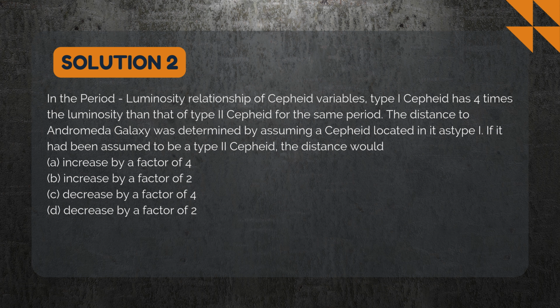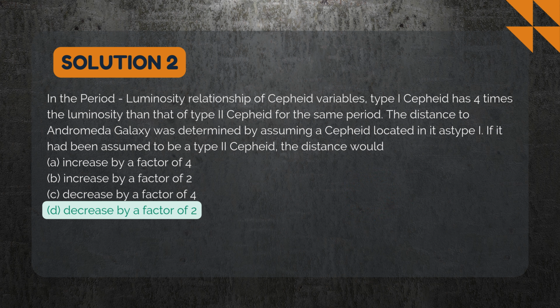Now let's reason through the problem. The astronomers assumed the Cepheid was type 1, which is brighter. If the star was actually type 2, it is 4 times dimmer than assumed. To appear as bright as it looks from Earth, a dimmer star must be closer. So, the distance would decrease by a factor of 2 because luminosity depends on the square of the distance. Therefore, the correct answer is option D.